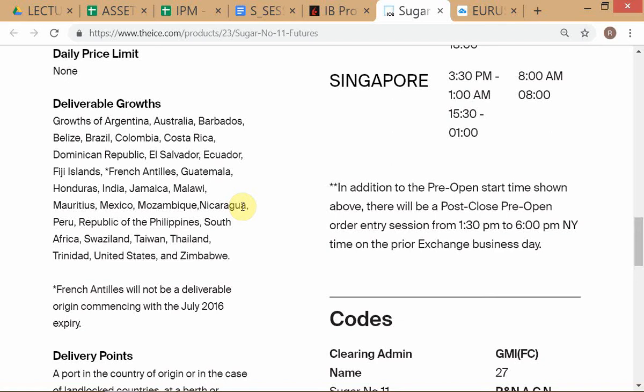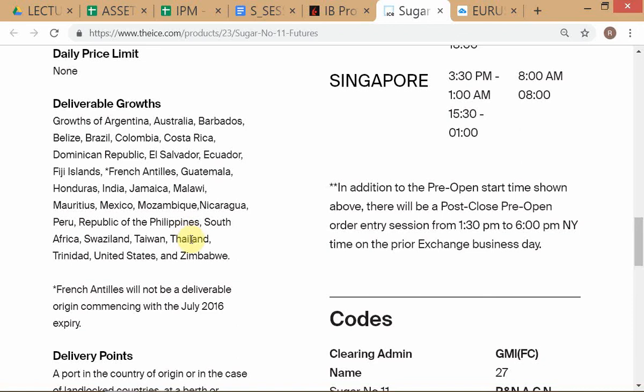You can see how many deliverable growths can be delivered against the sugar contract. When we look at futures contracts in detail, we will see that this is what happens in a lot of futures contracts, that you can actually deliver against them. If you trade in the sugar futures contract and you're short, then you can actually fulfill your contractual obligation. Remember, short is a contract to sell. One of the ways you can fulfill your obligation is by delivering physical sugar against your short position. These are the growths you can deliver, even India is listed here. But it has to be delivered.